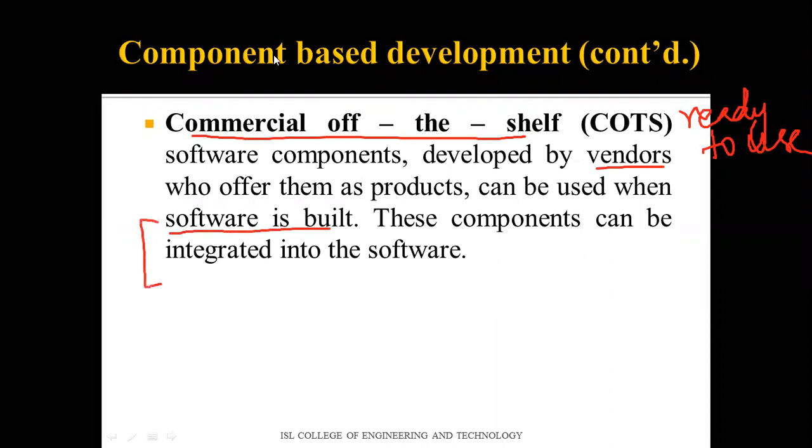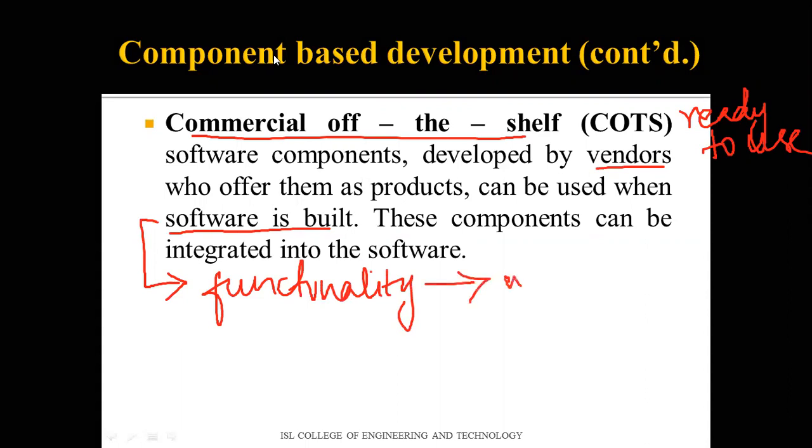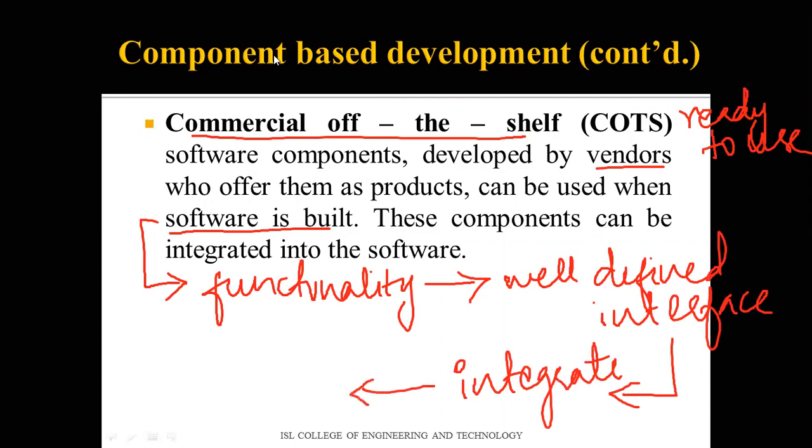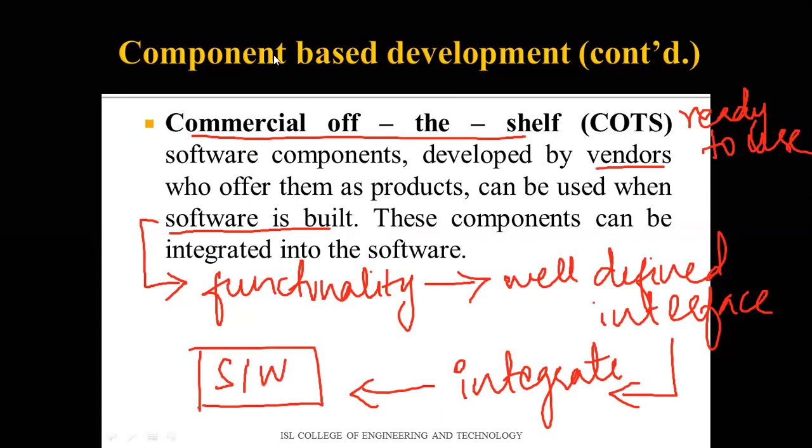The components within the software have some specific functionality and a well-defined interface. That is, everything is ready. You have a well-defined interface and you can directly use these components. You can integrate them into your software. Take the components that are well-defined and have specific functionality, and embed them within your software.